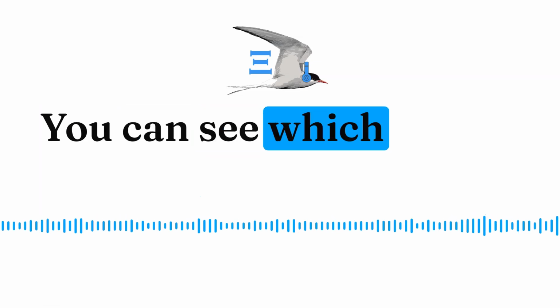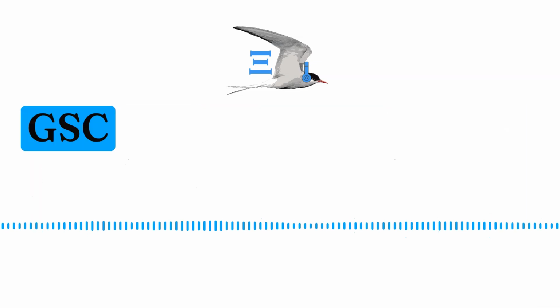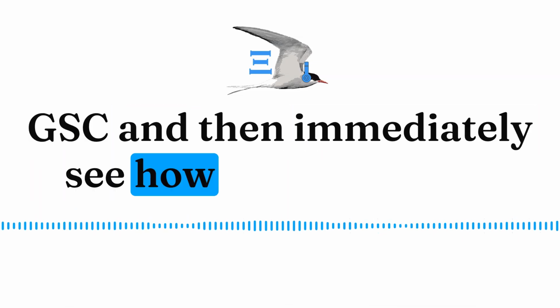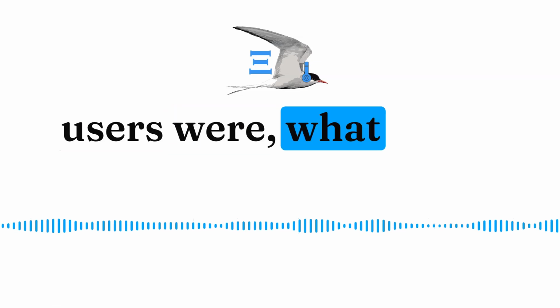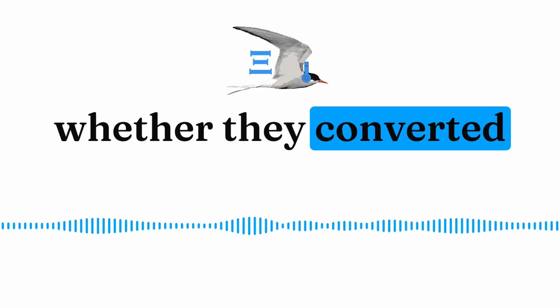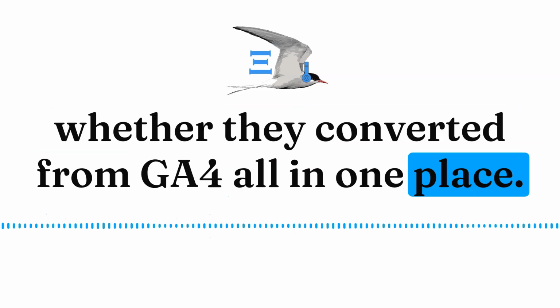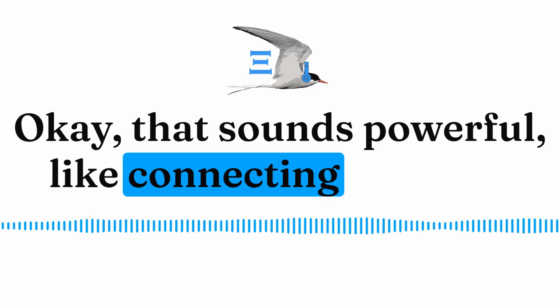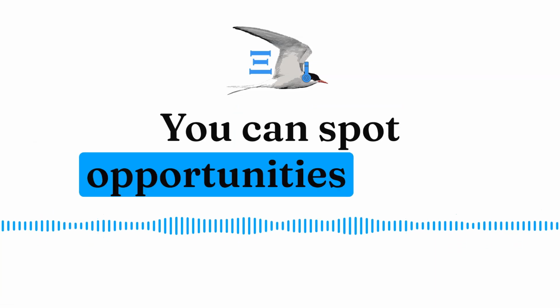You can see which search queries drove traffic from GSC and then immediately see how engaged those users were, what pages they landed on, and whether they converted from GA4, all in one place. Okay, that sounds powerful, like connecting the dots. It really is. You can spot opportunities easily.